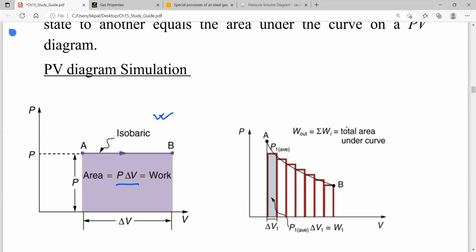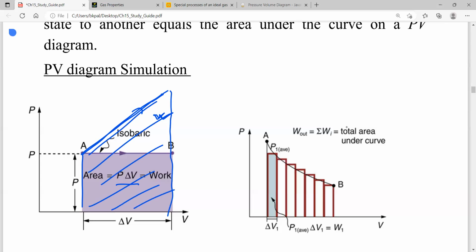So remember that the area under the PV diagram is the work done. For this kind of simple graph, it is very simple. It's just a rectangle. Sometimes you will probably see something like this, then it is a trapezoid. If you have a graph something like this, then the area under it is this whole thing, and you know this is a trapezoid. Or you can break it into two: one is this triangle and another is this rectangle.